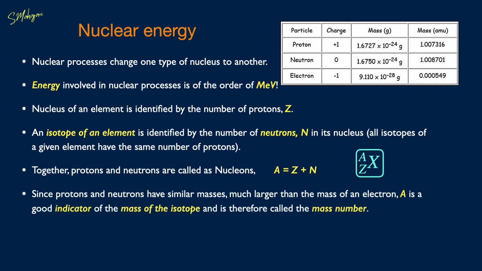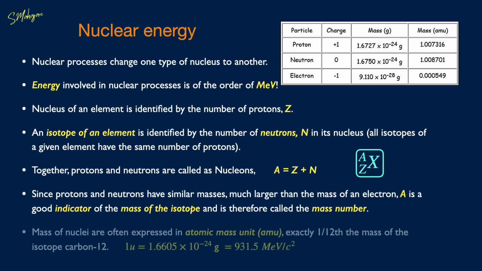Since protons and neutrons have similar masses much larger than the mass of an electron, A is a good indicator of the mass of an isotope and is therefore called its mass number. Mass of nuclei are often expressed in terms of atomic mass units, which is exactly 1/12 the mass of the isotope carbon-12. 1 u is approximately 1.66 into 10 to the power minus 24 grams.